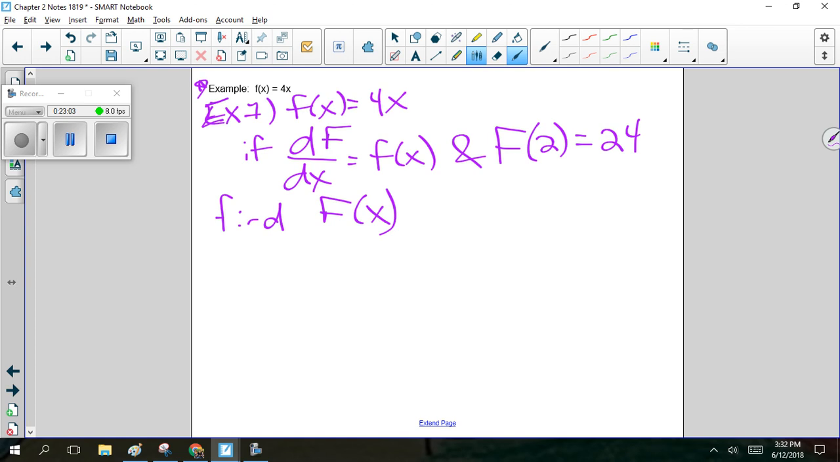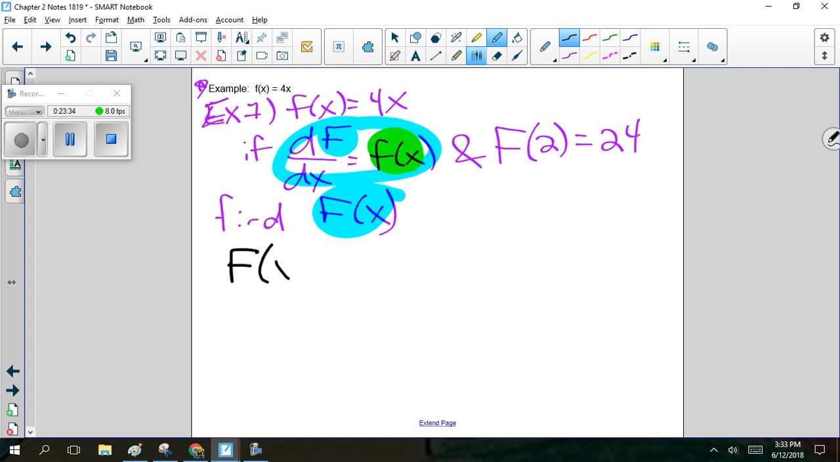Remember, anytime you know the derivative of a thing is another thing, and you're trying to find the first thing, that's a sign that you take an integral. So what we know is our capital F of x is the integral of little f of x with respect to x. So that's the integral of 4x with respect to x.